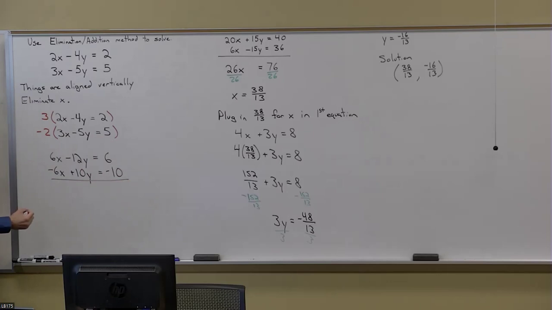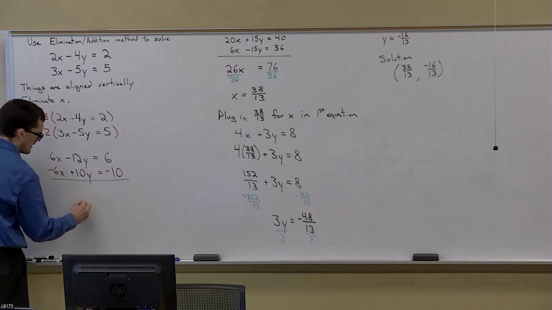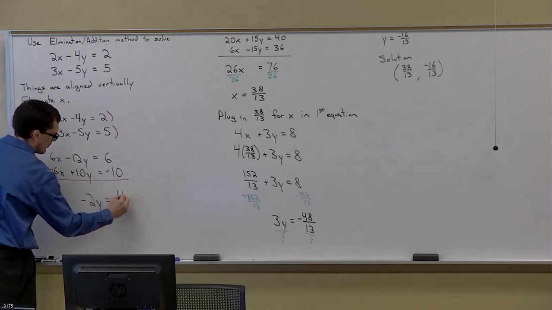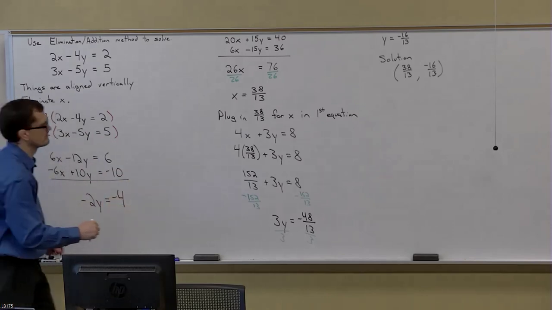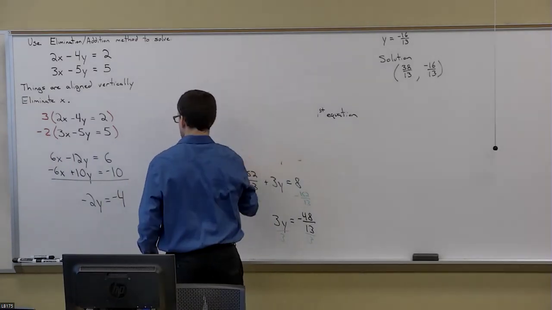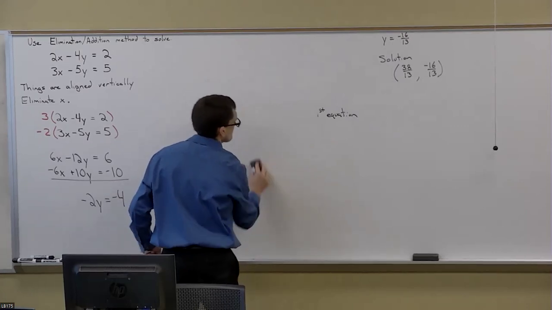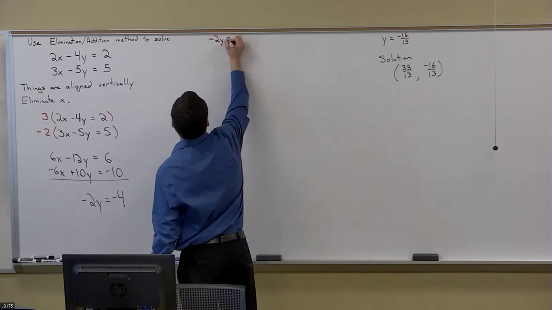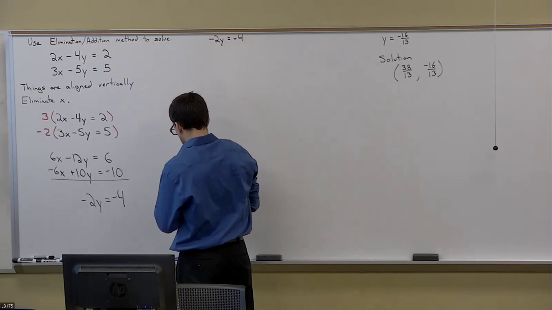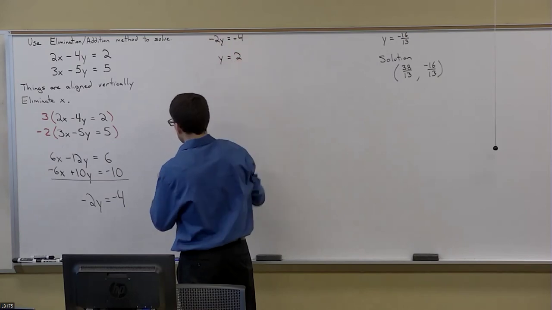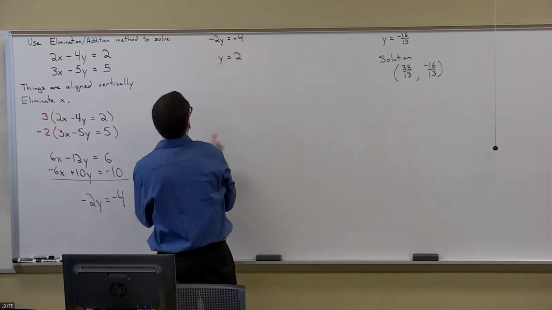Add my equations together vertically. This is why they had to be aligned. And I end up with -2y is equal to -4. So if -2y is equal to -4, dividing both sides by -2, you get y is equal to 2.